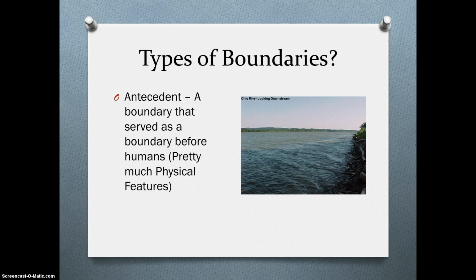Now, there are four types of boundaries. The first is an antecedent boundary. An antecedent boundary is a boundary that served as a boundary before humans, they're pretty much physical features. An example of this can be rivers or mountains and so on. Here I have a picture of the Ohio River, which serves as an antecedent boundary.